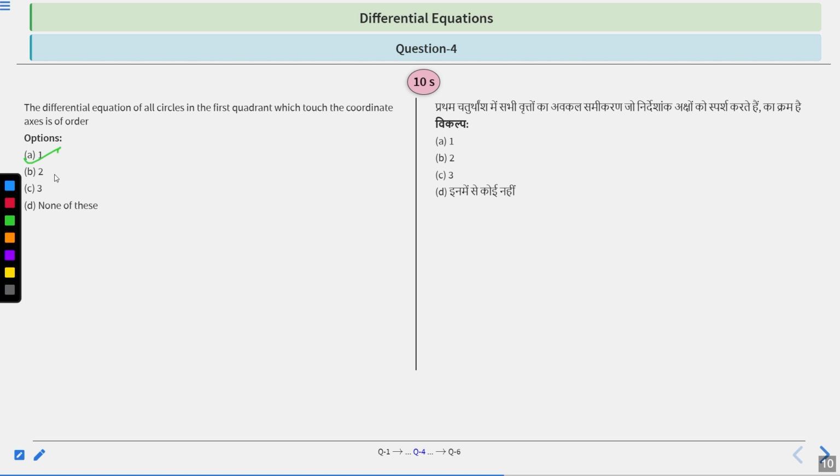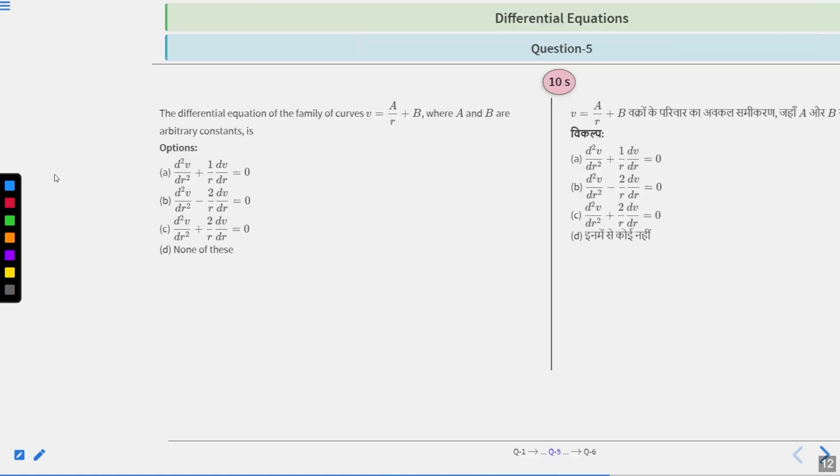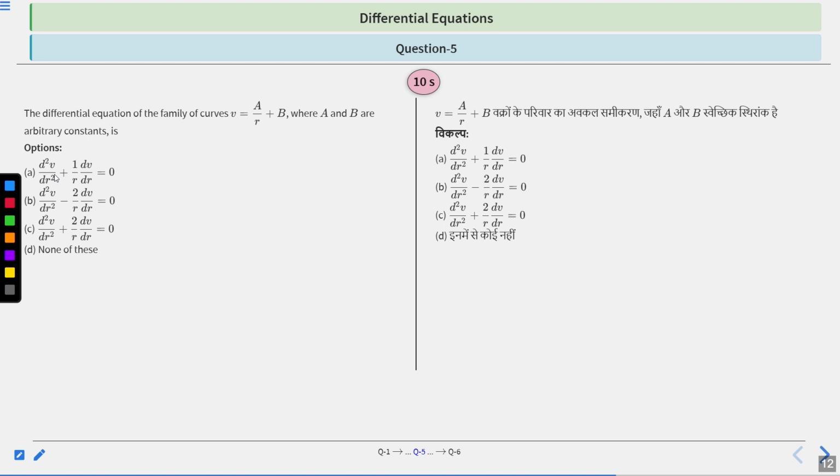Got it? Now let's move to the next question. The differential equation of the family of curves V = A/R + B, where A and B are arbitrary constants, is basically. So we have to find the differential equation of this family of curves. The hint of this question is, we have a given equation in V and R, right? We will try to differentiate both sides.